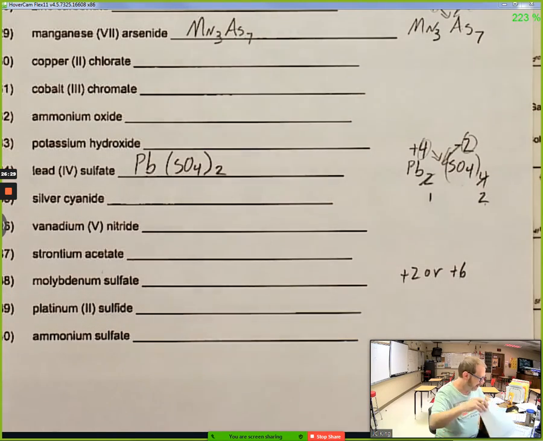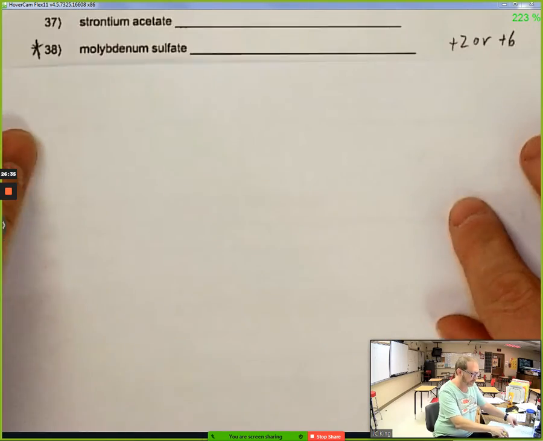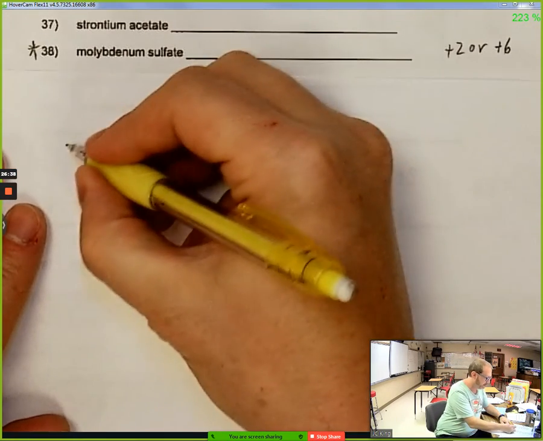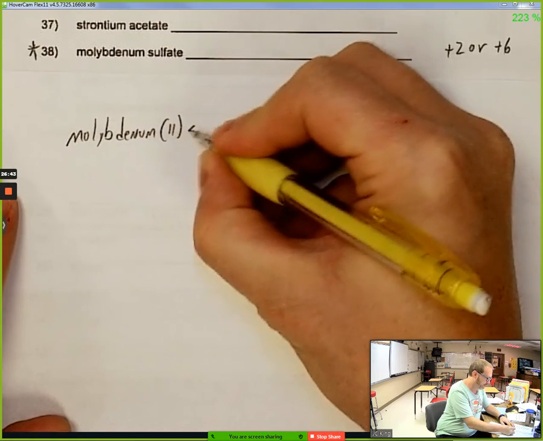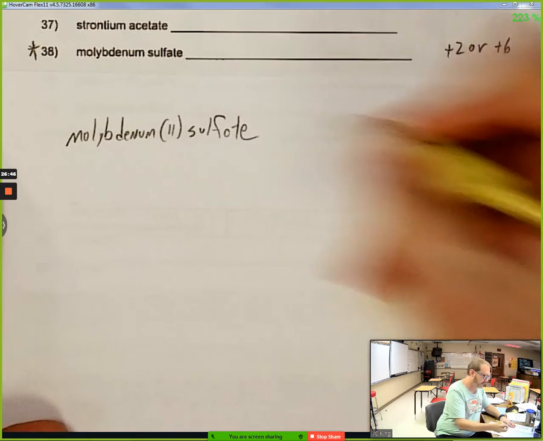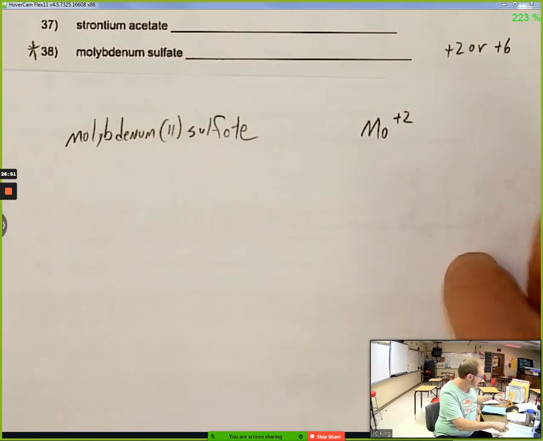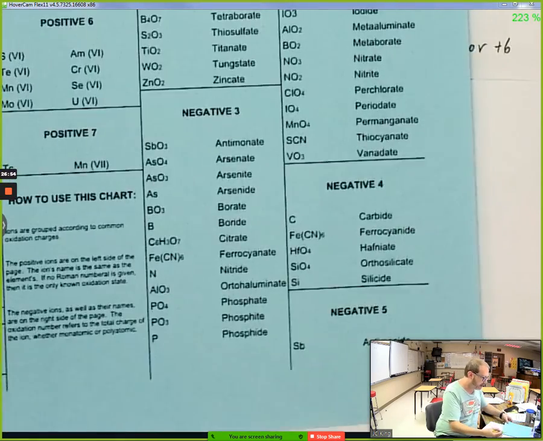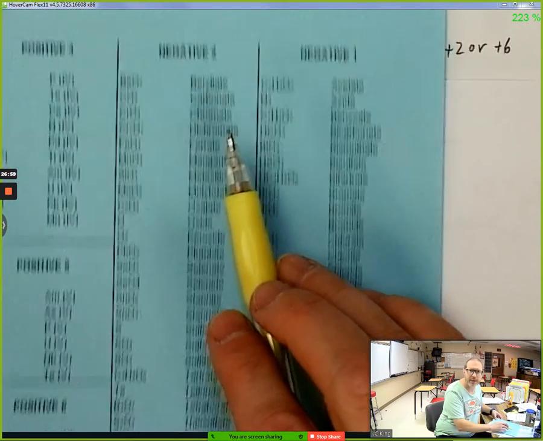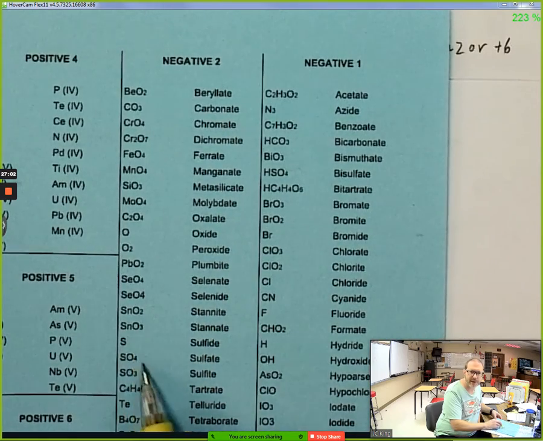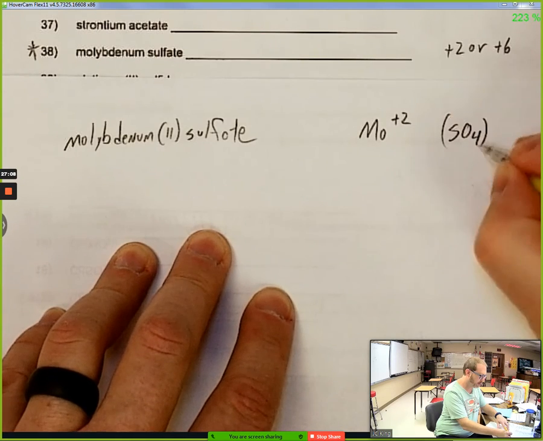Let me get a piece of scratch paper. Okay, so if I did molybdenum 2, let me move this up a little bit. Then I would have a Mo that has a charge of +2. Sulfate, when I go find it on my ion chart, I see that sulfate has got a charge of -2. I think we saw that one a minute ago, and it's got a formula of SO4. So SO4 -2.